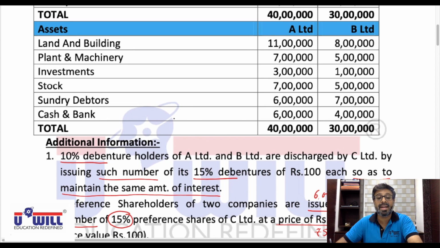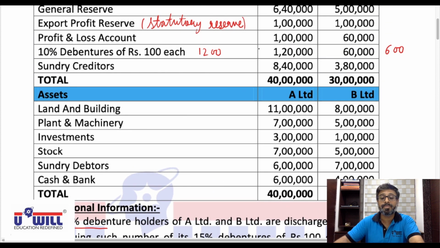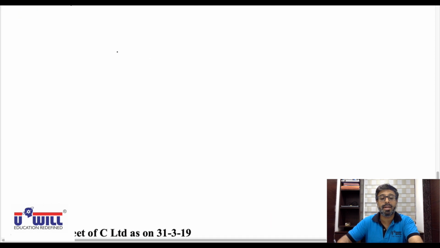So let's first find what is the interest they are earning. 1,20,000 are debentures in A Limited and the rate of interest is 10%. So presently in A Limited, what is the interest debenture holders are earning? Write down.